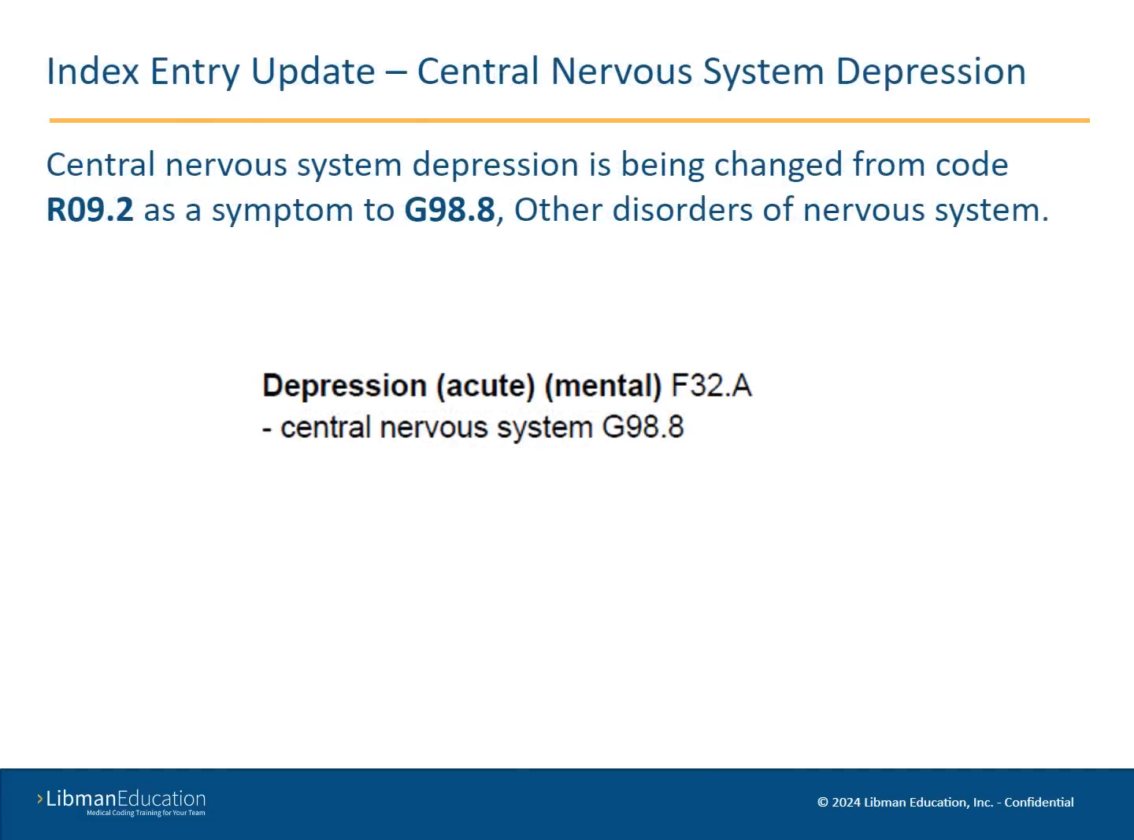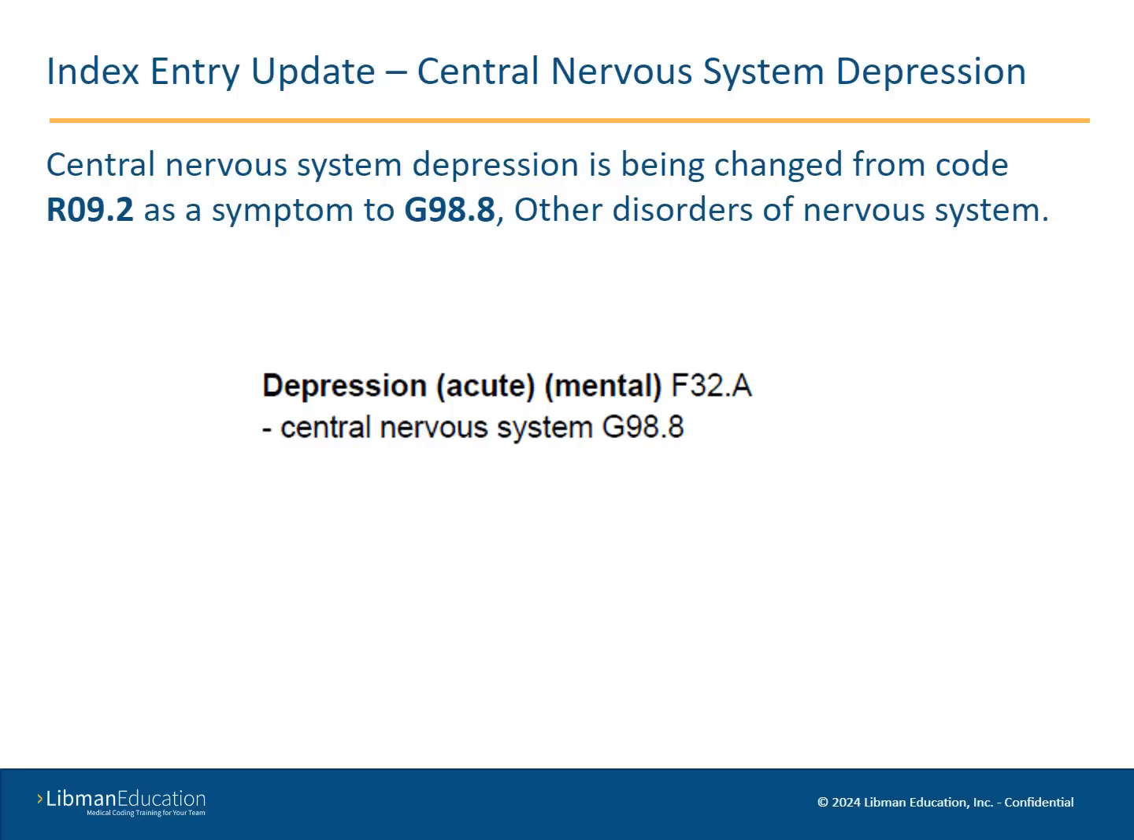We have an index entry update for the diagnosis of central nervous system depression. That diagnosis is now going to be routed to code G98.8, which is other disorders of the nervous system, falling under the nervous system chapter, whereas previously it indexed to code R09.2, which is a symptom code of respiratory arrest. And you can see that it fits better under the nervous system chapter.